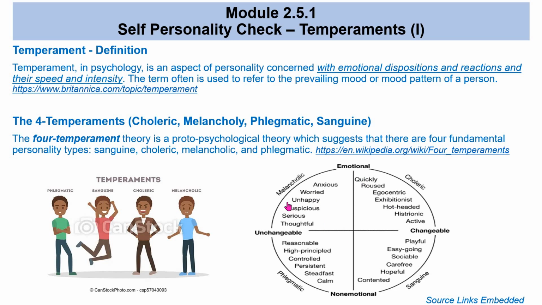So if you look at choleric and melancholy, they are more emotional compared to sanguine and the phlegmatics. And the melancholy and phlegmatic do not easily adapt to change compared to cholerics and sanguine. You can look at all those aspects, and that helps you understand who you are.